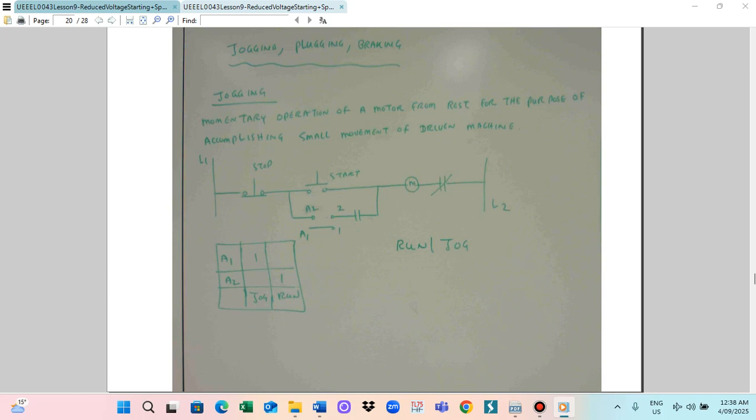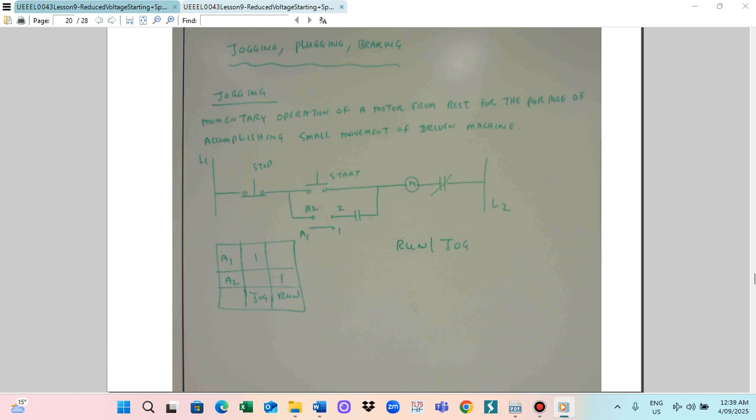This is why we also need to utilize an immediate stopping system. There are two kinds of immediate stopping system: plugging and dynamic braking. Those are the methods I will explain with the diagram now. Okay, this is for the jogging system. Jogging means the momentary operation of the motor from rest for the purpose of accomplishing a small movement of the driven machine. This little by little movement is jogging. Now we can connect the control circuit for the jogging. So how do we control it? This is line one, and this is a stop.